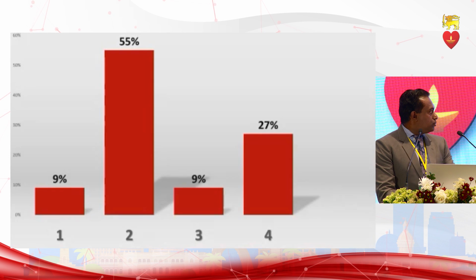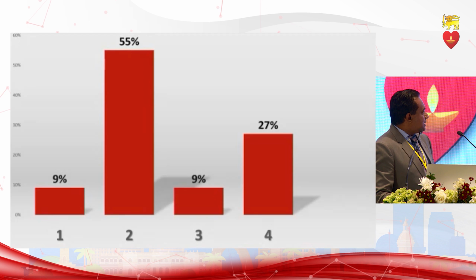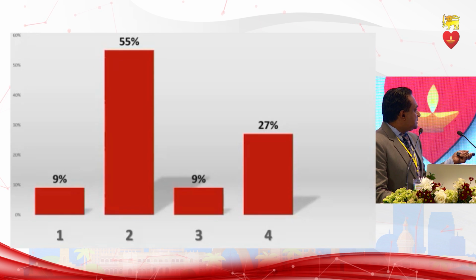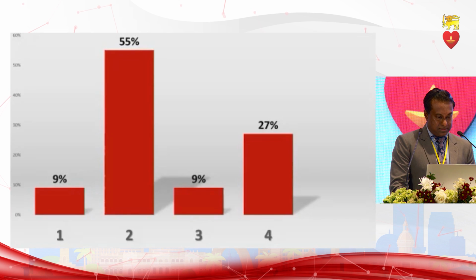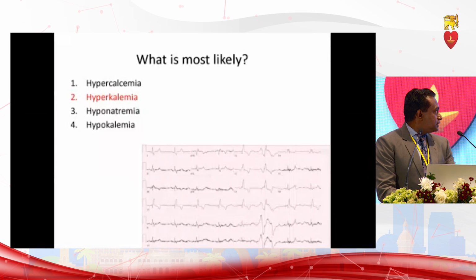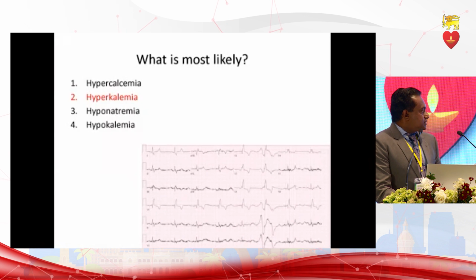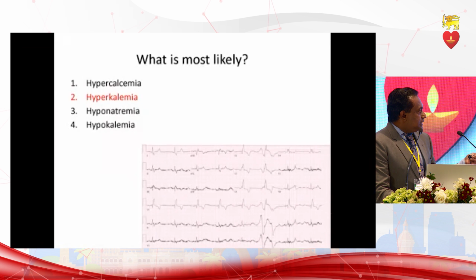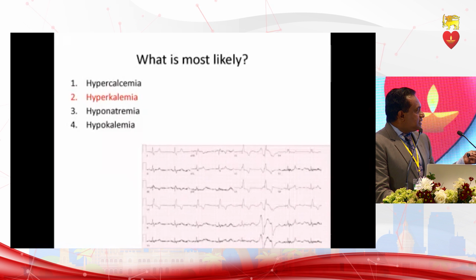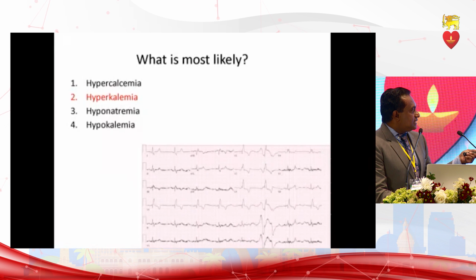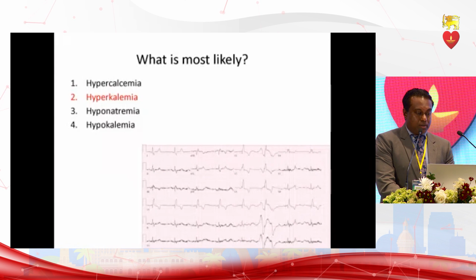Excellent. So the majority have absolutely got it right. It is clearly hyperkalemia. It's quite evident. The tented T waves are inverted, but nonetheless they are tented T waves. The tenting is on the other side as a result of there being a right bundle branch block.